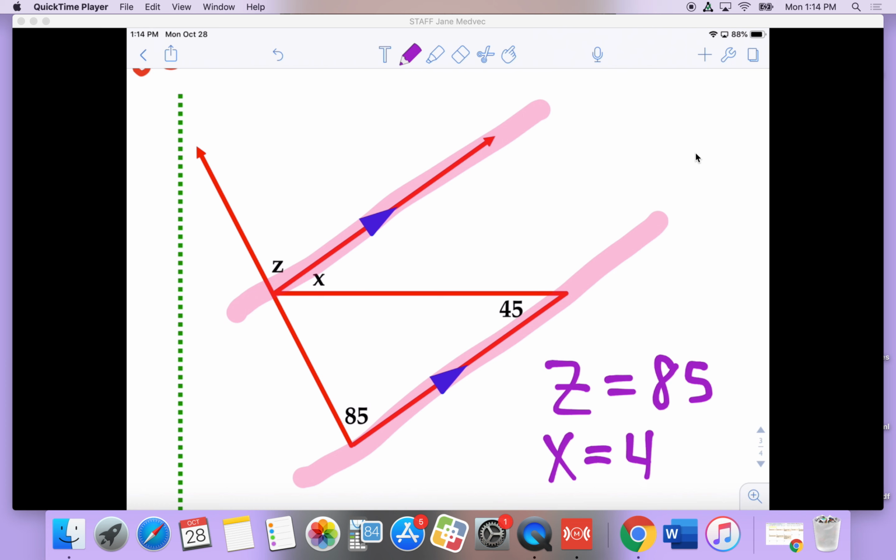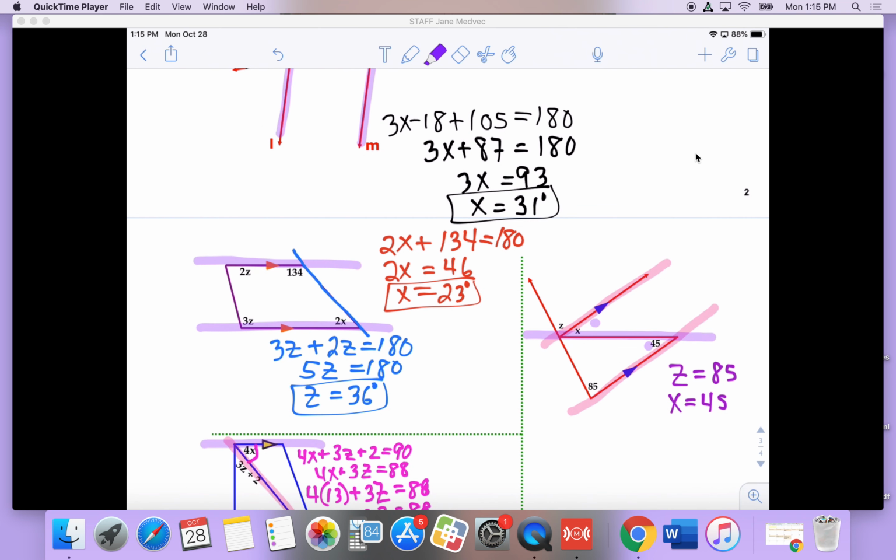X equals 45. So if I take a look at this again, I got my parallel lines. I'm going to draw in my transversal. Notice that X is hugged by the purple and pink line, and 45 is hugged by the purple and pink line. Okay? And then I know that they're alternate interior angles. Questions?